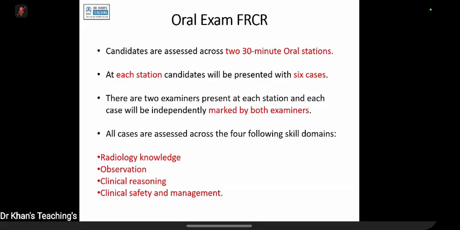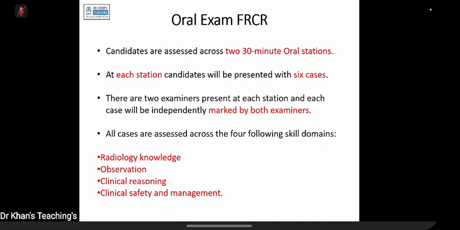Now, what is going to happen is that each day, the whole cohort having the oral exam on that particular day will get the same cases. So this will make it very fair. From the perspective of the examiner, there are two stations. In one station, there is a 30-minute Viva. Each Viva is divided into 15 minutes and 15 minutes, examiner one and examiner two.